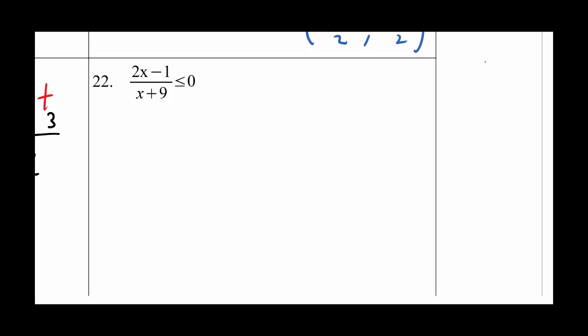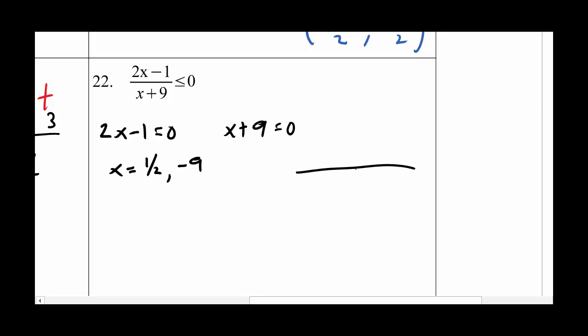All right, number 22, we're looking at the rational case of our inequality. So in the rational case, we are looking for where the numerator and denominator are equal to 0. So 2x minus 1 equals 0, and x plus 9 equals 0. So hopefully you get 1/2 and negative 9. So on my number line, those are the two places where this polynomial can switch from a positive y value to a negative y value and vice versa.